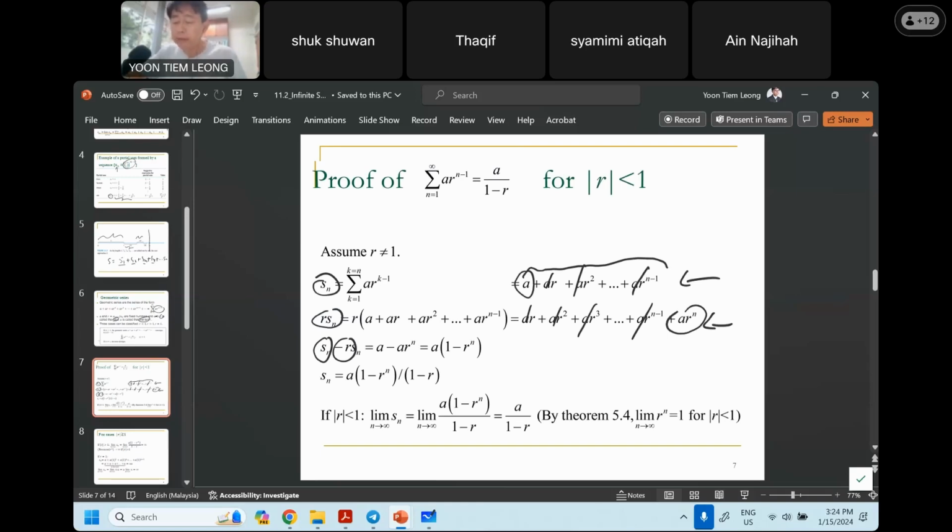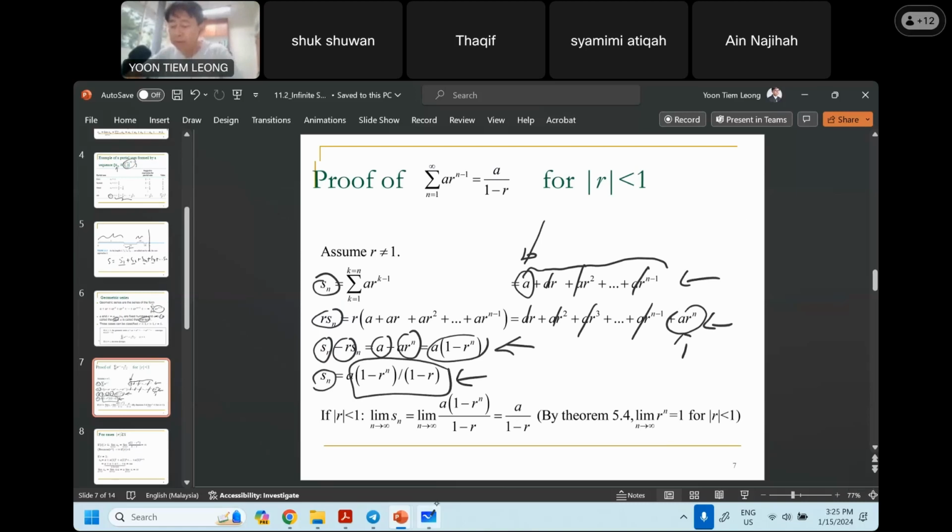So by taking the difference between these two, what is left is the first term a in Sn and the last term of ar^n in rSn. Then this is just equal to this. Therefore, Sn would then be expressed as a times 1 minus r^n divided by 1 minus r. So this result is easily obtained from the difference between Sn and r times Sn.